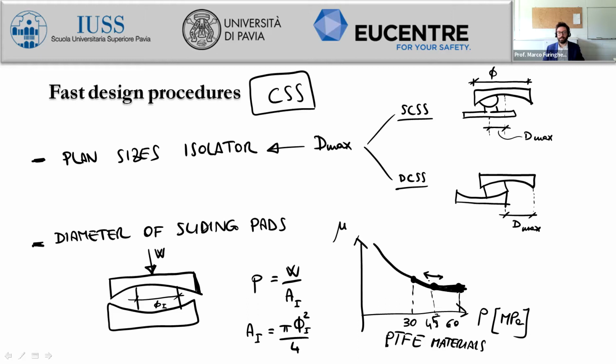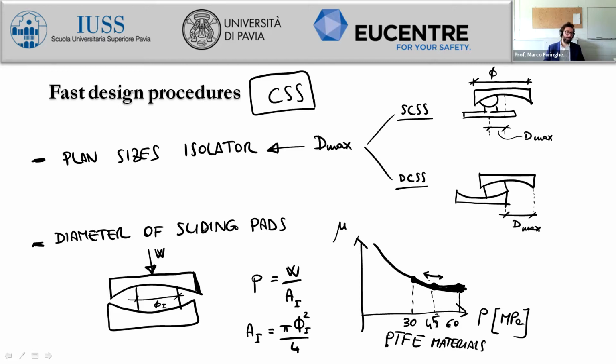So this is another parameter that has to be ensured by asking the producer of the sliding materials. We should have a full characterization of the vertical load effect, so the dependency of the friction coefficient on the contact pressure.